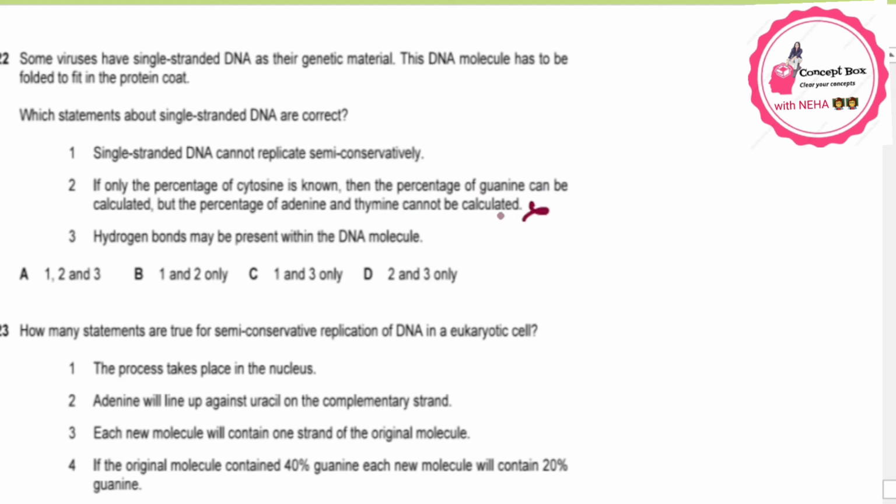If we know the cytosine, then we get the guanine, and if we know the adenine, then we get the thymine. But in single stranded, we must have the uracil in place of the thymine. And the hydrogen bonds may be present within the DNA molecules. Yes, this is correct and this is correct. Okay, so 1 and 3 will be the answer.